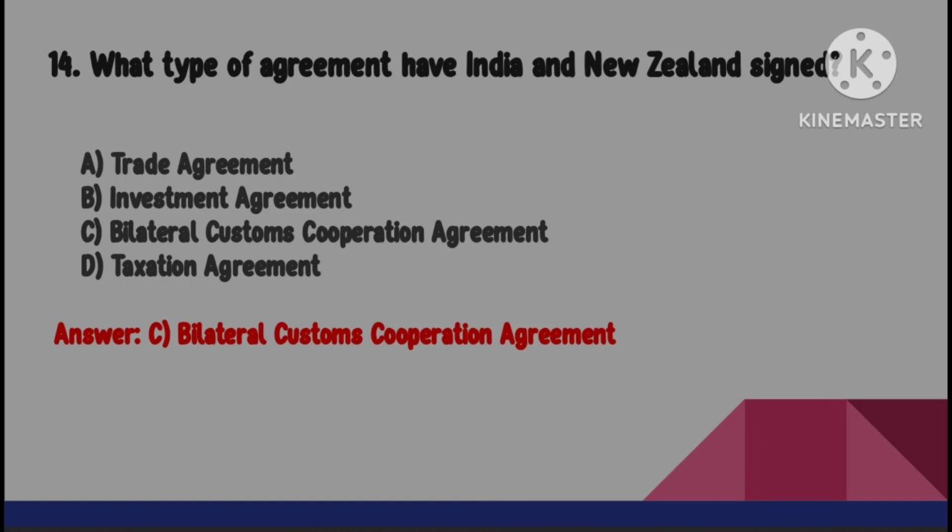And the next question is, which type of agreement does India and New Zealand sign? Option A, trade agreement. Option B, investment agreement. Option C, bilateral customs cooperation agreement. Option D, taxation agreement. And the right answer is option C, bilateral customs cooperation agreement.